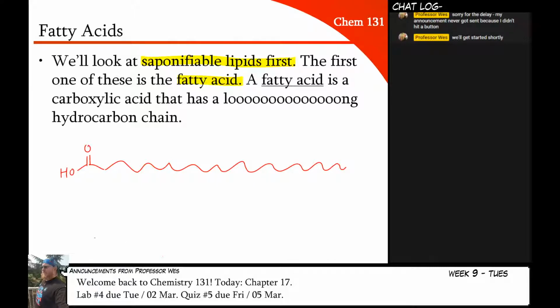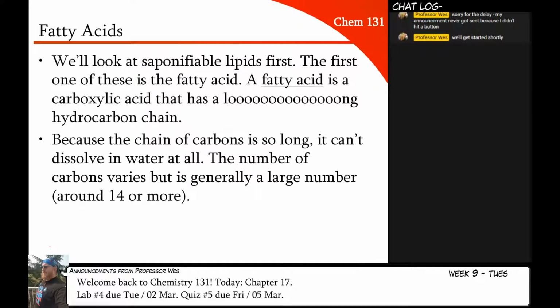Now, the number of carbons can be anywhere from 6 to 18 or 20 or even more. Depending on how many carbons you have, how many double bonds you have, and their positions, you get a different fatty acid structure. And all of these have names. You're not going to be tested on names like palmitic acid or decanoic acid. We're not going to talk about specific fatty acids. We're just going to know what the general structure is.